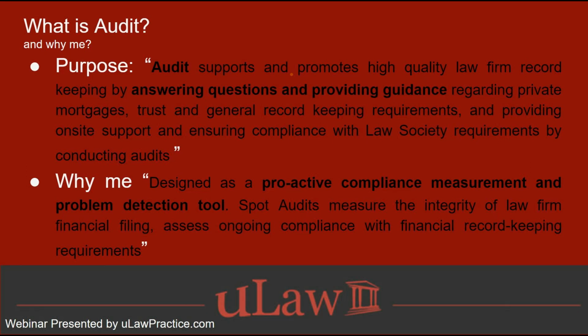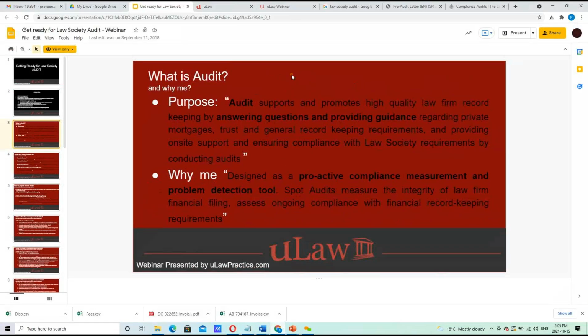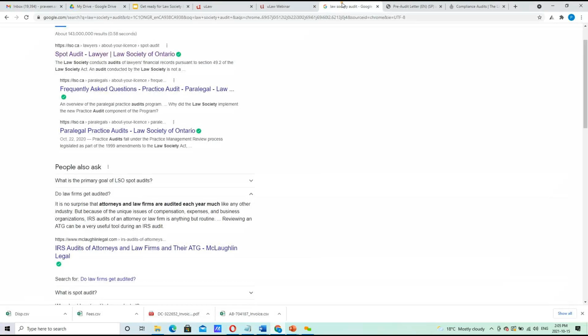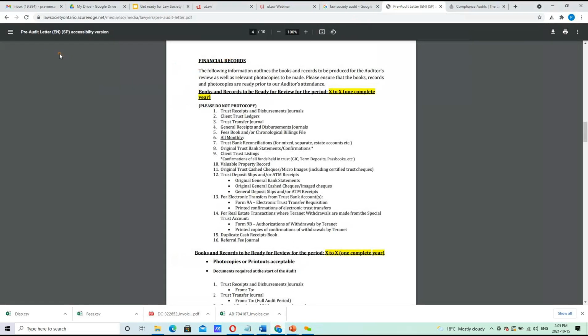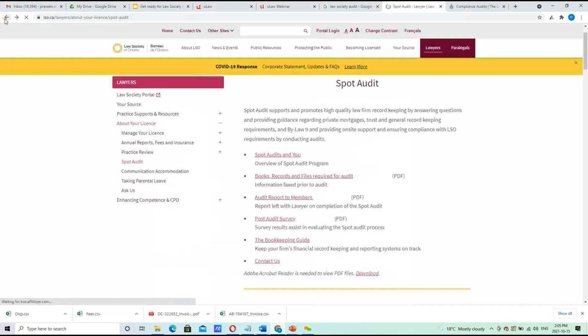I'm going to take a quick break out of my slide share and encourage you to do this Google search, or you can just search spot audit and add the province, or you can go to your individual Law Society websites.